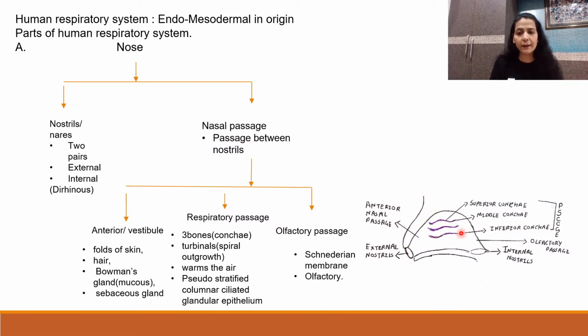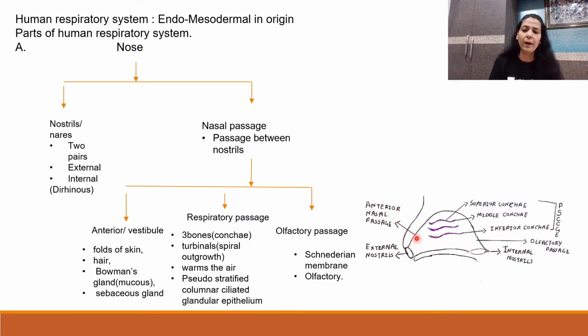Now this entire nasal passage, which you cannot see, has very important functions to perform. Let us see what. The entire passage is divided into three parts: anterior, respiratory, and olfactory. So this is the anterior part, these are the respiratory part, and the last part is the olfactory part. We'll learn briefly about them also.